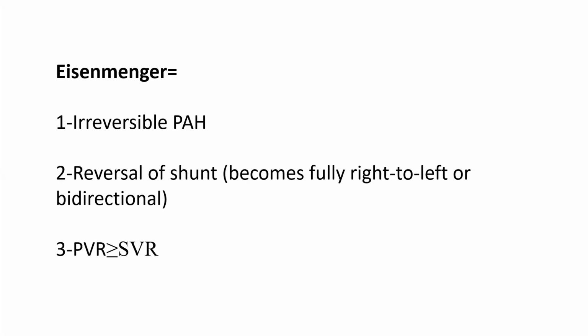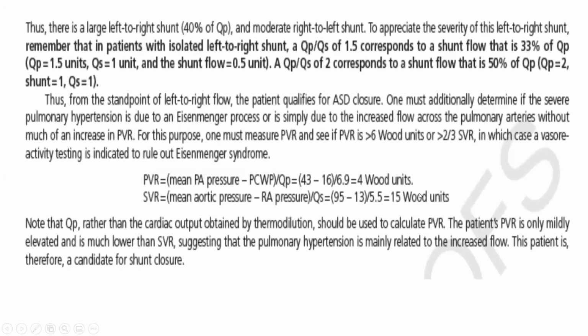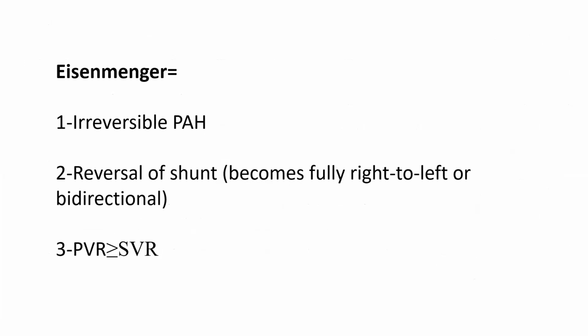To explain that, basically my answer to this case is that, yes, you have bidirectional shunt, but the left to right shunt is still significantly large, and your PVR is not too high. Therefore, you can go ahead and close that shunt safely. But I will explain it a little more.